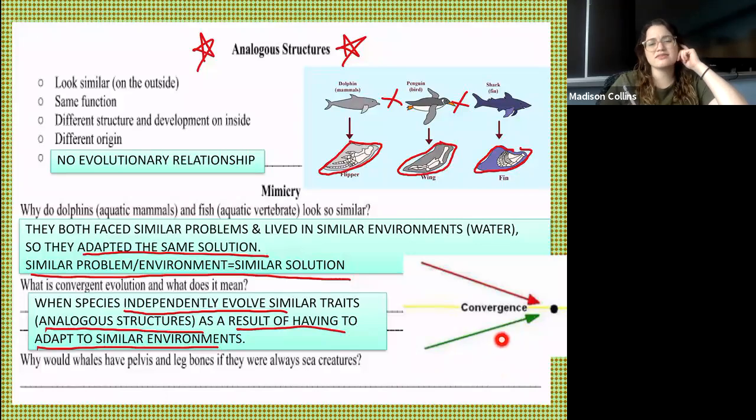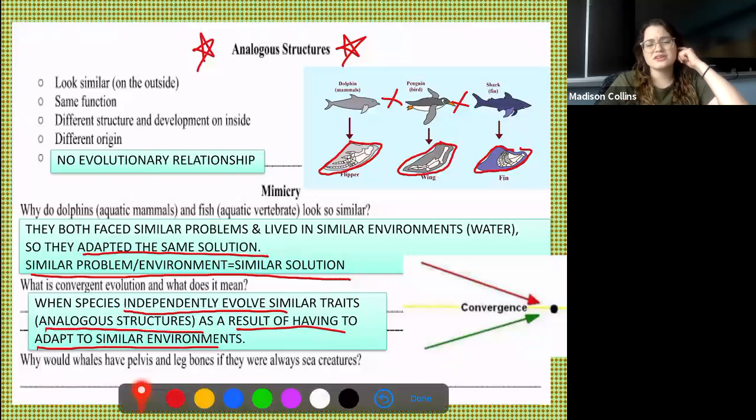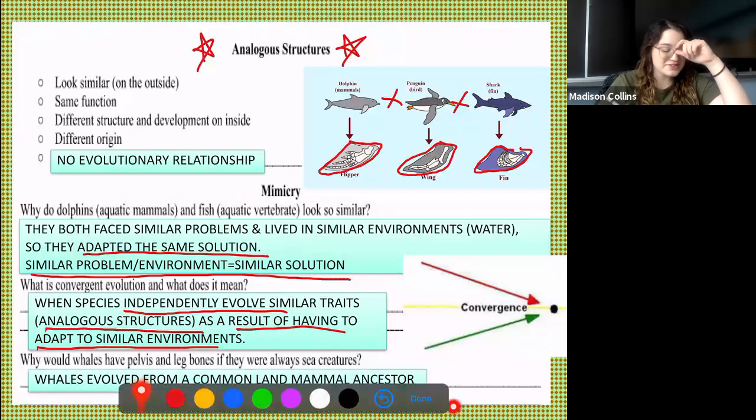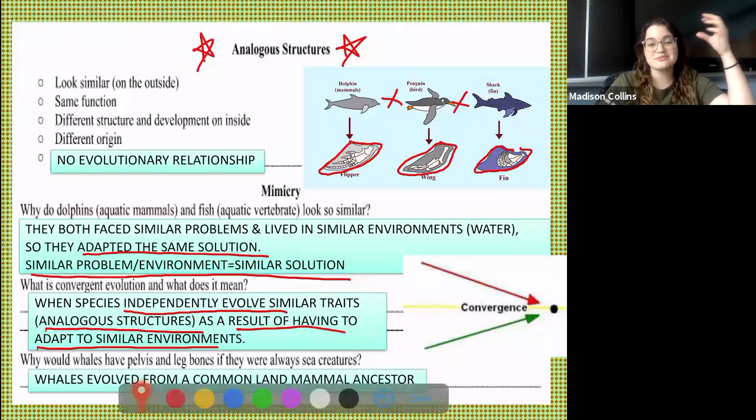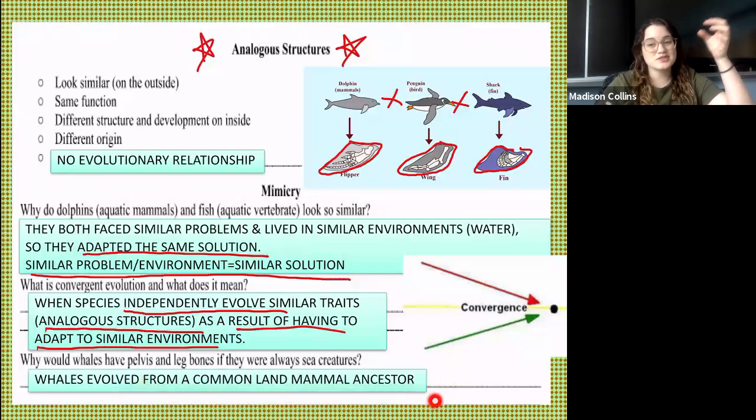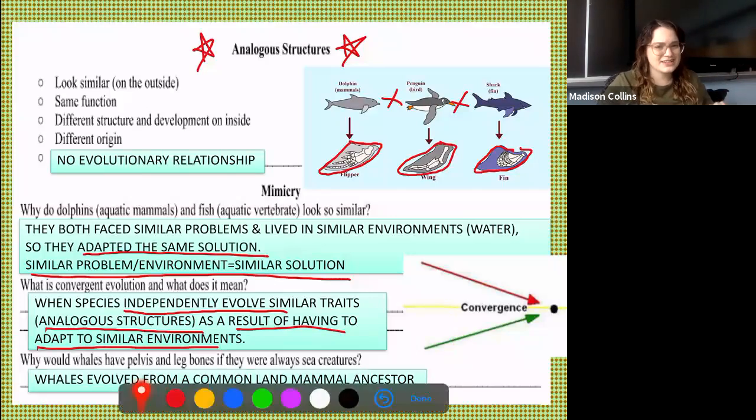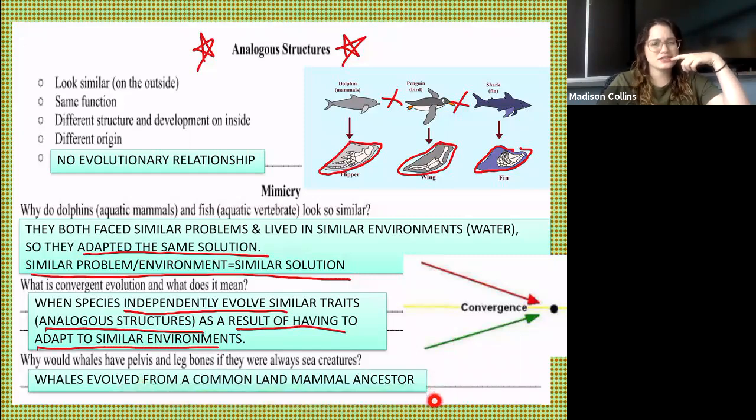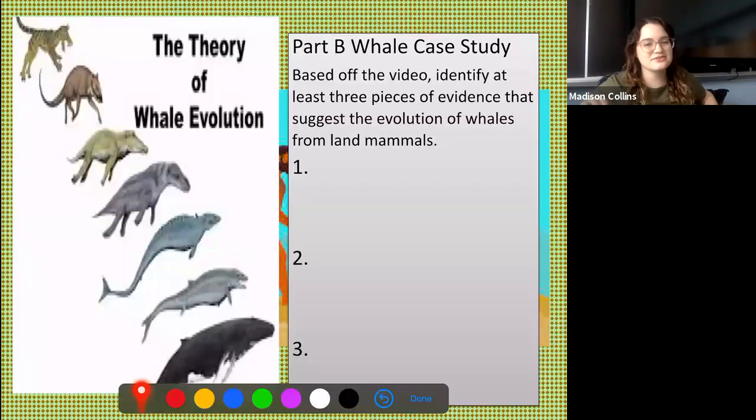Whales swim, right? I don't think they're using their pelvis or leg bones. So why do they have them? Well, it's because whales evolved from a common land mammal ancestor. So somewhere along the line, one of their ancestors had legs, but then that whale decided to venture into the ocean. And now we're actually going to watch a video about that.